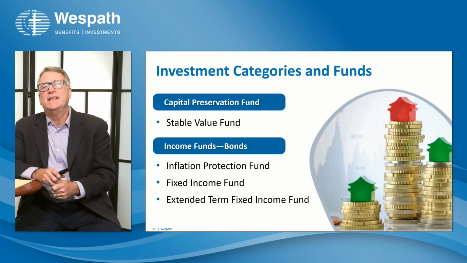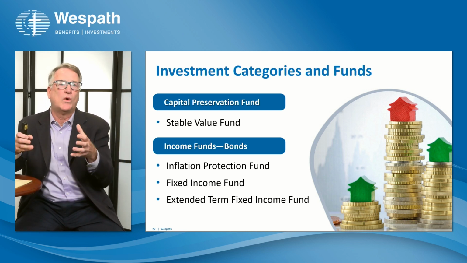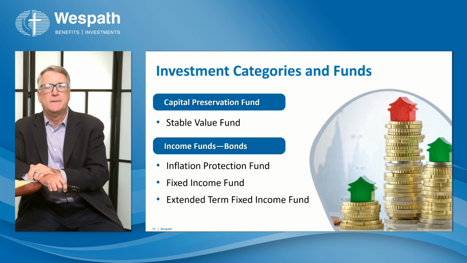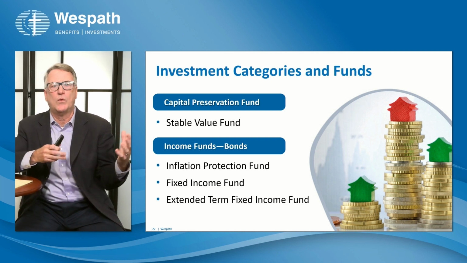We have 3 income funds or bond funds. We have U.S. government bonds and corporate bonds, international bonds, all kind of coming into play here across the spectrum. We have the Inflation Protection Fund. The idea of this fund is to help us keep pace with purchasing power over time.